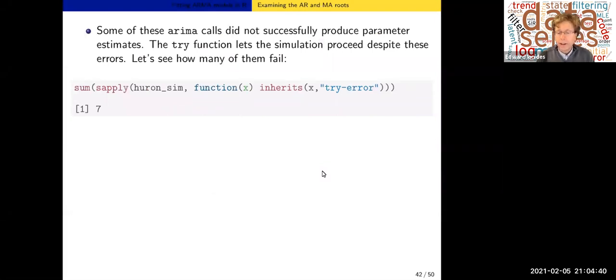Okay, another little coding detail. Some of these ARMA calls did not successfully produce parameter estimates. Why would it do that? It would be because for some reason it wasn't numerically convergent. This little coding trick of using the try function lets the simulation proceed despite these errors. And then if it has an error, rather than crashing, it returns something called a try-error, which firstly doesn't crash. Secondly, you can count it up and see how many of them there are. So 7 of the 1,000 simulations just were non-convergent.